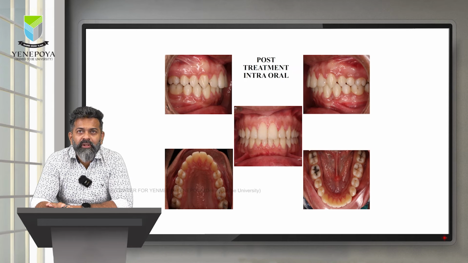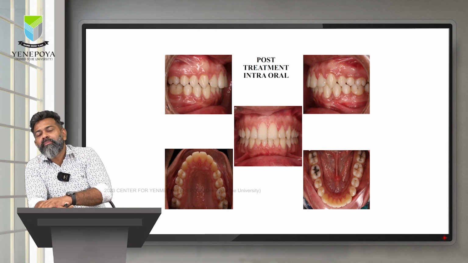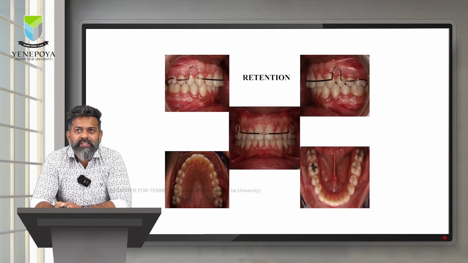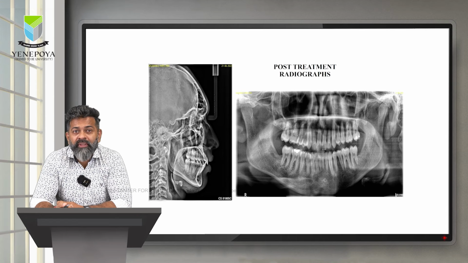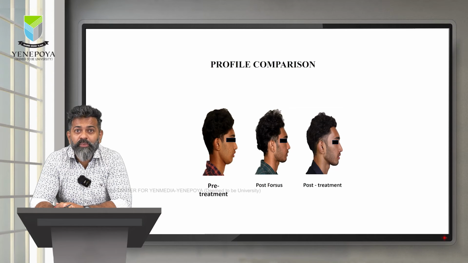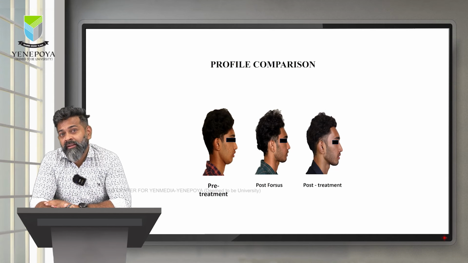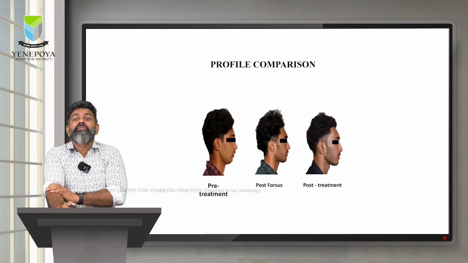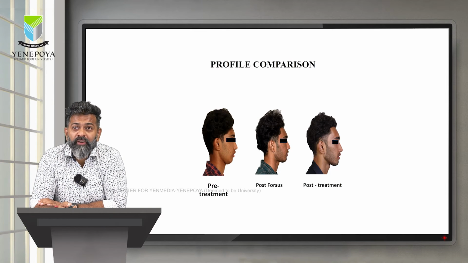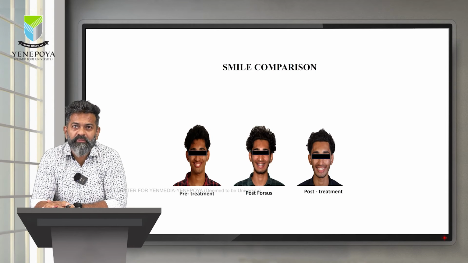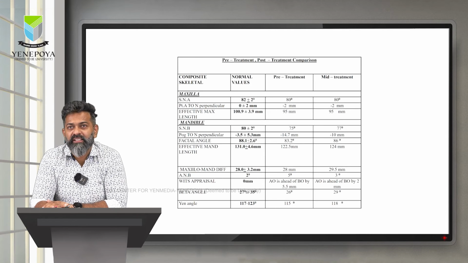And this is the smile, all the way from a bird smile to this beautiful smile. We could achieve a very good result with him, and these are his lateral ceph and OPG. These are some comparison photos from pre-treatment to post Forsus, that is the fixed functional appliances. Then from there to post treatment, that is after intrusion of the maxilla, autorotation of the mandible has taken place. These are the smile comparison. Patient is really happy. These are some values we need to know.